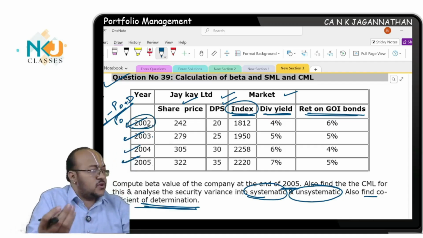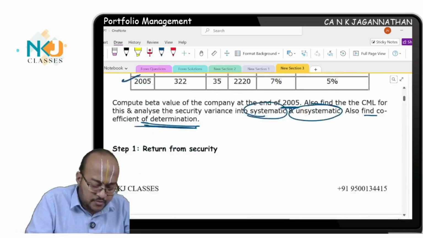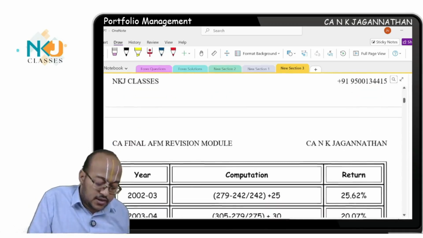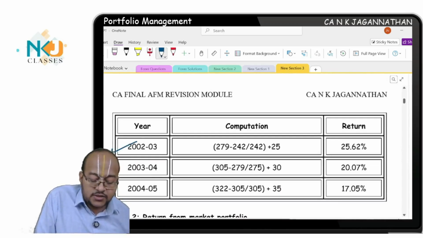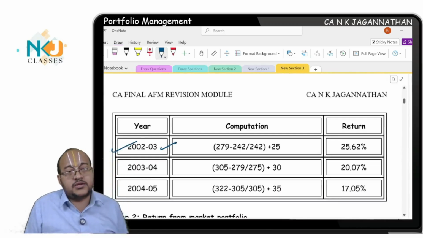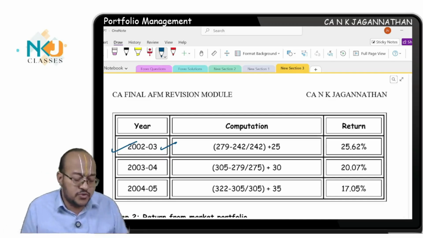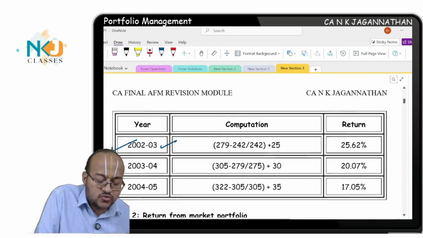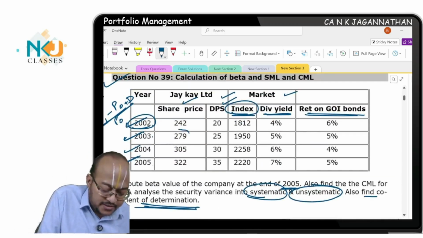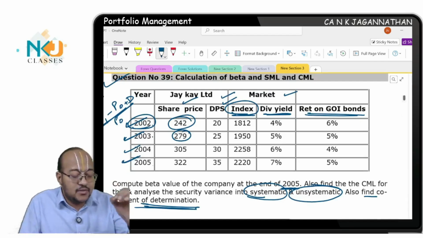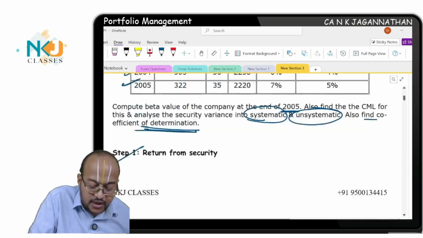For 2002, they have given data just for computing, considering the opening balance. So what is the first step? Return from the security. For the year 2002-3, what is the return I earned? Very simple, I earned 279 minus 242. This is P1, the price at the end of year 1 minus the year beginning price. The difference is capital gains, plus this year's dividend, 25 rupees.